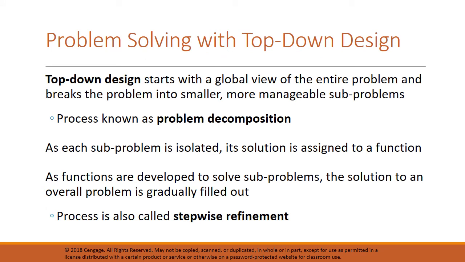One of the strategies we use for problem solving is the top-down approach. Top-down design starts with a global view of the entire problem and breaks the problem into smaller, more manageable subproblems. This process is known as problem decomposition, and each subproblem is isolated. Its solution is assigned to a function. As functions are developed to solve subproblems, the solution to the overall problem is gradually filled out. This process is also called stepwise refinement.